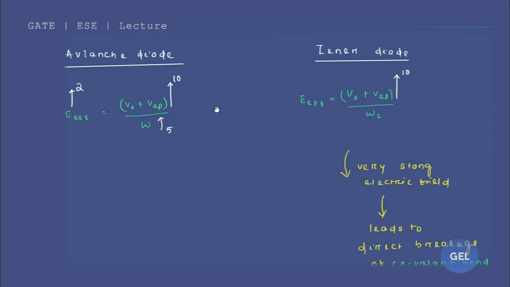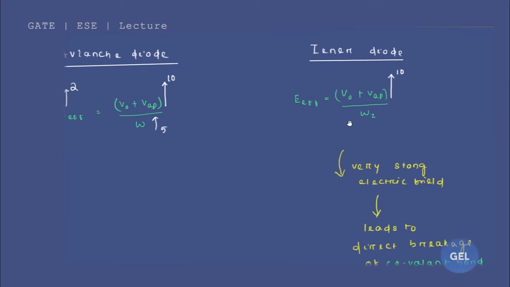Now what is the difference in a Zener diode? Look here carefully. In the case of a Zener diode, the same amount of applied voltage is applied, but our W increases by only 1 unit. Sir, why sir? Oh sir, I understand, because our WZ value is very much less than that of this W value, that is why its increment is very less. Absolutely correct.